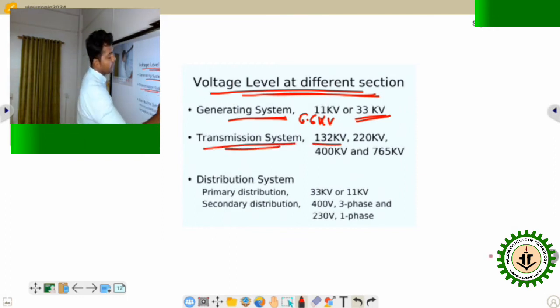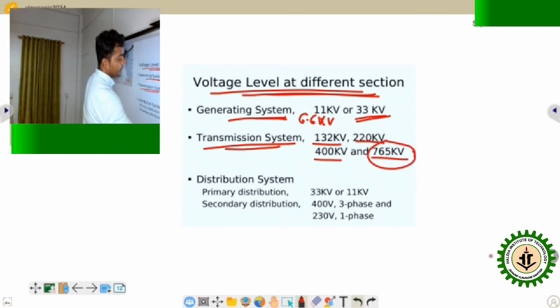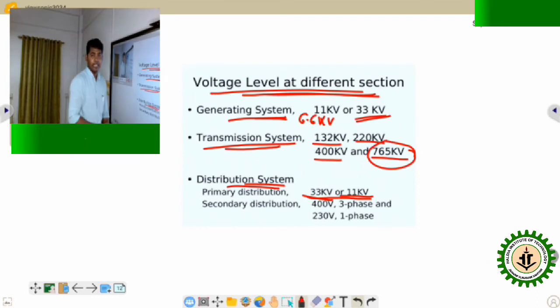Next, the distribution. Remember, in the distribution system, the voltage starting from 33 kV is the distribution voltage. From 33 kV and 11 kV. So 33 kV is the maximum voltage in the case of distribution. From the 33 kV voltage, the distribution system starts.